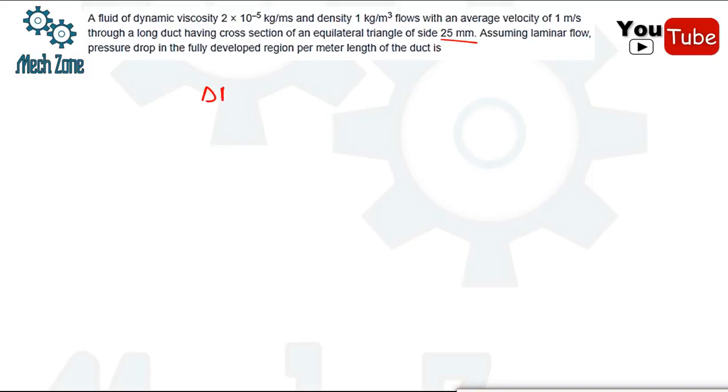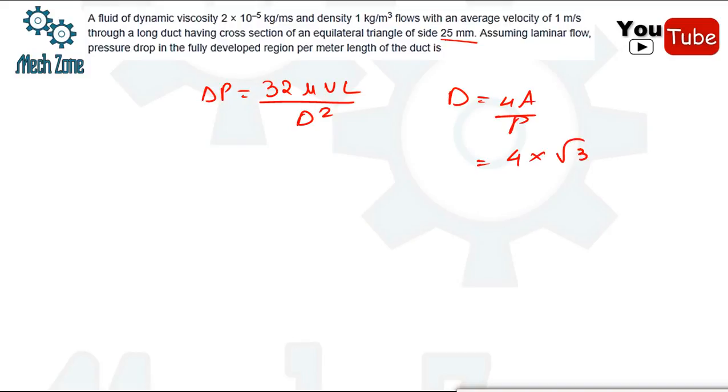Now the pressure drop formula, delta P, I have already told you, is 32 mu U L upon D square. Now the D, that is the diameter for this equilateral triangular duct, would be 4 into area upon perimeter. 4 into area is √3 into A square, where A is the side, 0.025 meter, squared, divided by perimeter. Perimeter would be 4 into 3 into 0.025.